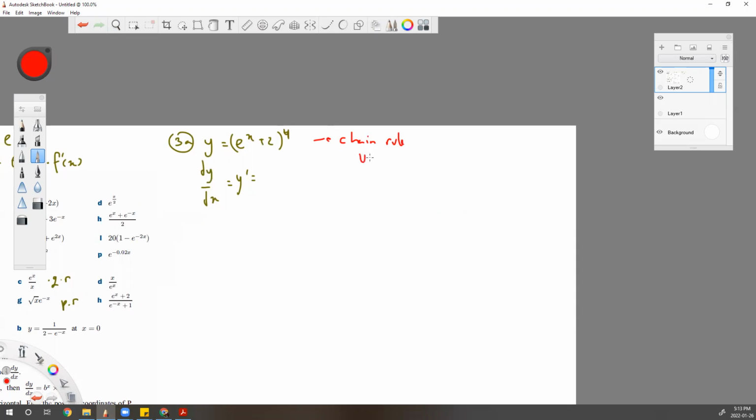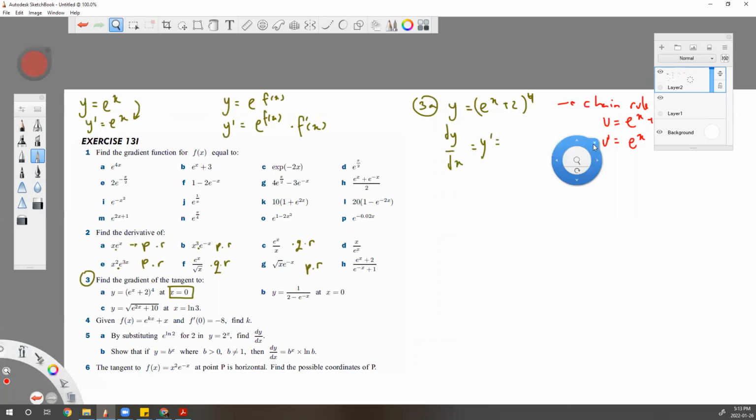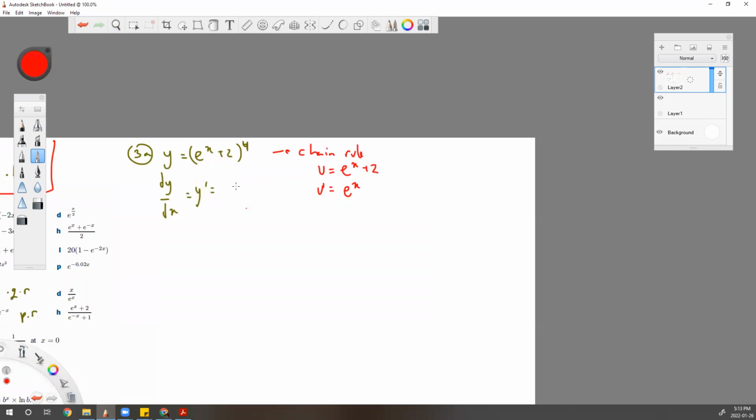How do you use the chain rule? So we have to determine u as e power x plus 2. The u accent, the derivative of e power x, is e power x itself, as given in the rules here. It's special for the natural number. So what next? We can do the chain rule. So we put the 4 times u power 4 minus 1 times u accent, right? So y accent equals 4 times (e power x plus 2) to the power of 3 times e power x, right?